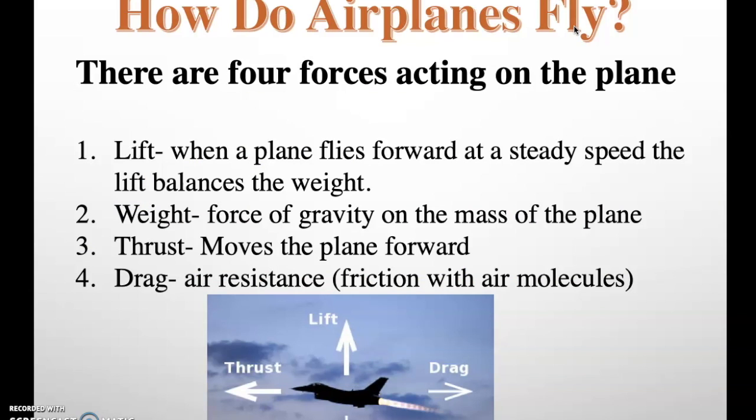So how exactly do airplanes fly? What is the explanation behind that? Well, there are 4 forces that are acting on the plane. The first is lift, and that is when a plane flies forward at a steady speed, the lift balances the weight. So the lift is the upward force. Weight is the force of gravity on the mass of the plane. So that's what's pushing the plane downwards. Thrust is the force that moves the plane forward, and drag is the air resistance or friction with the air molecules that pulls it backwards. So those are all 4 of the forces.